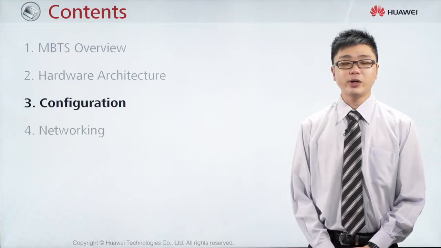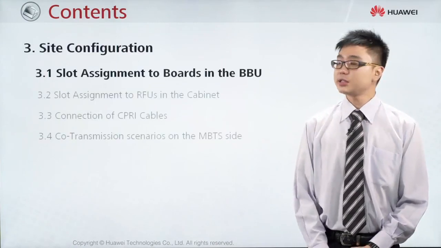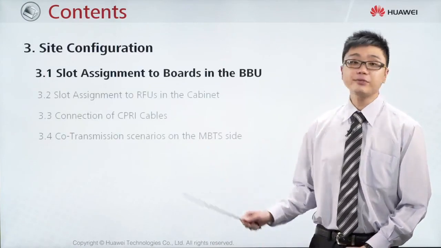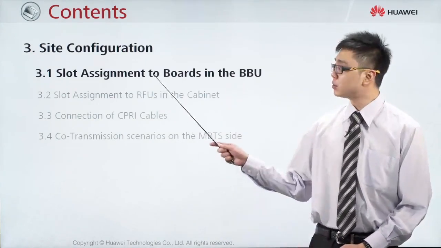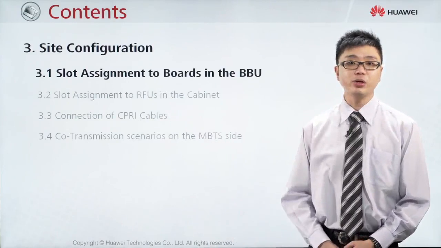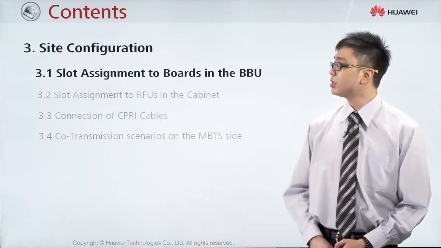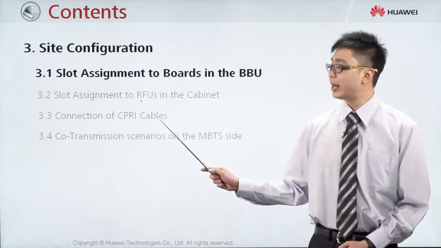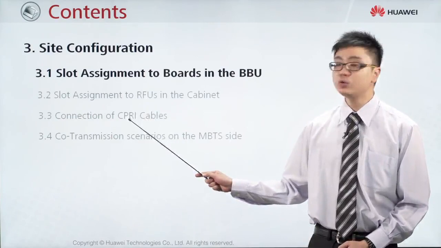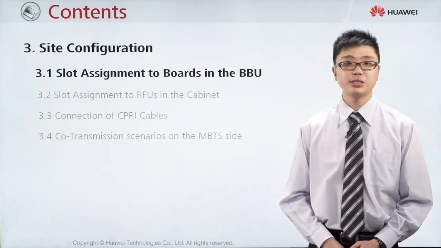So the next topic that we're going to cover will be the configuration. Now this is the subtopic that we're going to cover. Let's say for example, if your BTS only supports 2G, what is the board that you're supposed to put inside? If it supports 3G only, what is the board that you're supposed to put inside? That is the first part, slot assignment. After that, we will have a look at the slot assignment for the RF as well, and how the RF connects to the BBU, the connection of CPRI cable. And then the last part will be the co-transmission scenario.